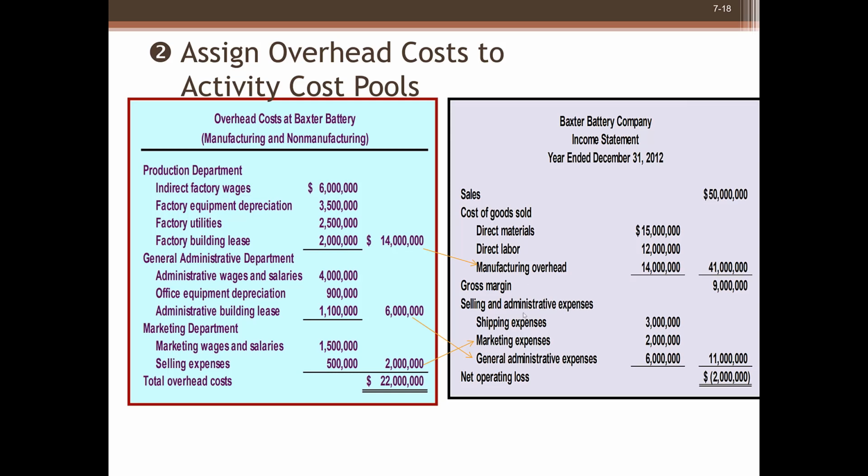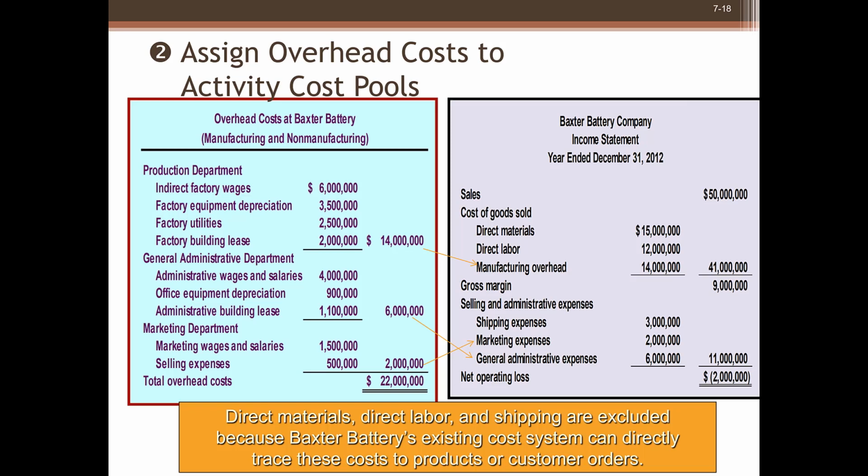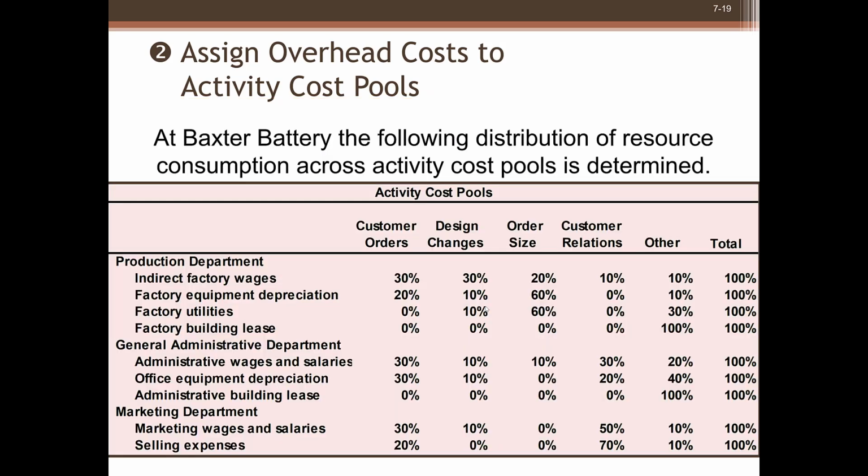In addition to overhead costs, Baxter Battery Company has incurred direct materials, direct labor, and shipping costs. Those 3 will not be assigned to activity cost pools because under Baxter Battery Company's cost system, those three can be directly traceable to products or customer orders. Based on the employee interview results, the company can identify what percentage of overhead cost in each department should be allocated to individual cost pools.